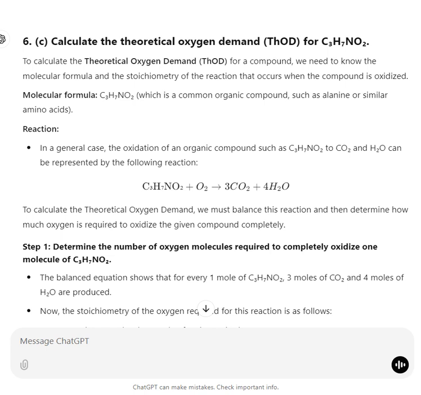Reaction: in a general case, the oxidation of an organic compound such as C3H7NO2 to CO2 and H2O can be represented by the following reaction. C3H7NO2 plus O2 yields 3CO2 plus 4H2O. To calculate the theoretical oxygen demand, we must balance this reaction and then determine how much oxygen is required to oxidize the given compound completely.